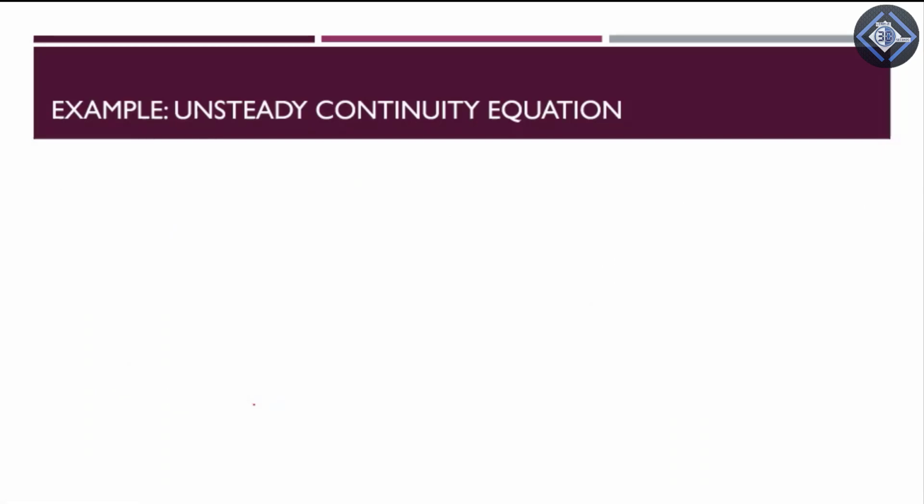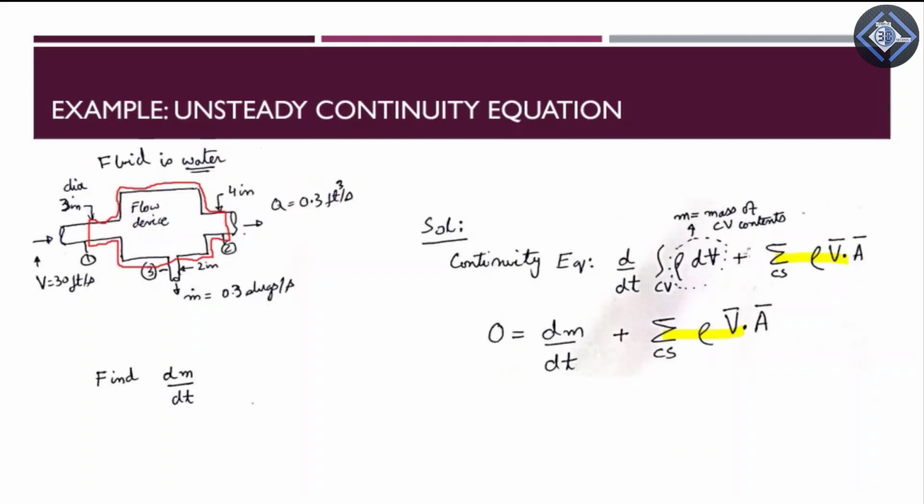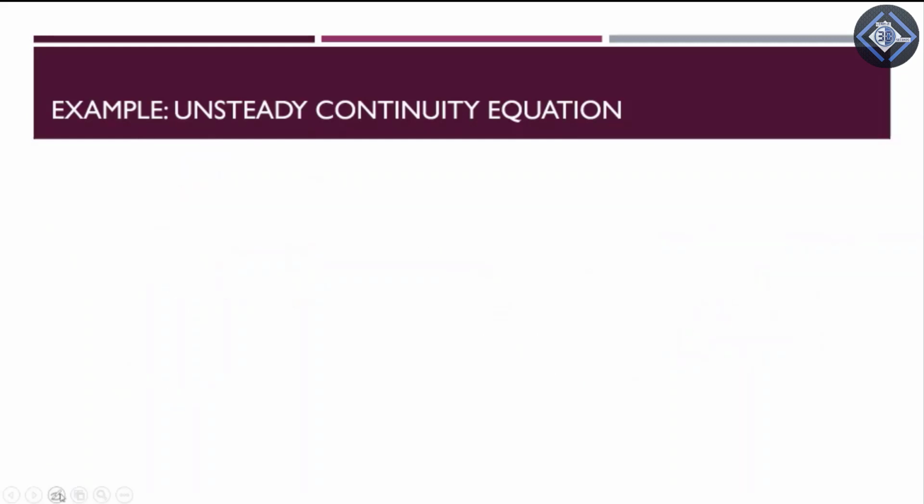We only know the mass flow rate at section 3, where it is given as 0.3 slugs. At section 2 we have the volumetric flow rate, which is 0.3 feet cubed per second, and at section 1 we have the velocity given, which is 30 feet per second.